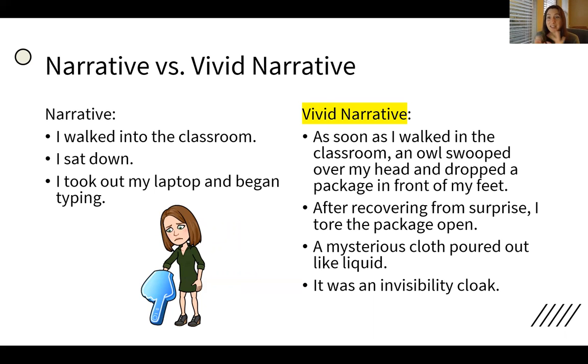Whereas if you were to tell me, as soon as I walked in the classroom, an owl swooped over my head and dropped a package in front of my feet. After recovering from surprise, I tore the package open. A mysterious cloth poured out like liquid. It was an invisibility cloak. Okay, now I have my audience's attention, and clearly the story is meaningful to me because I've written so many details with it.